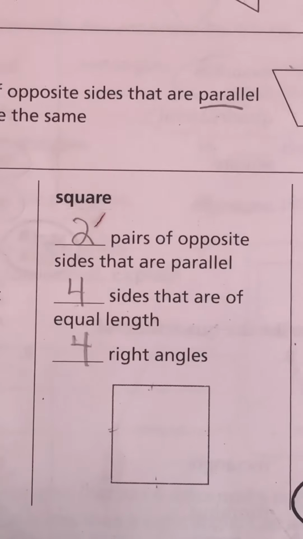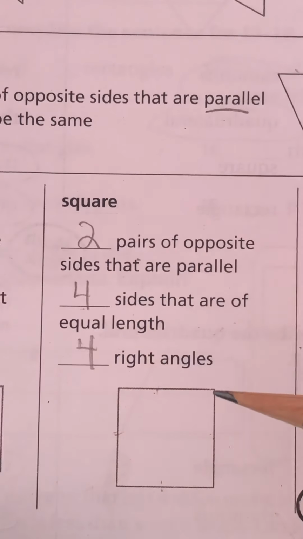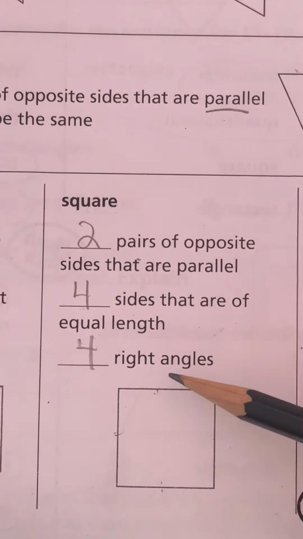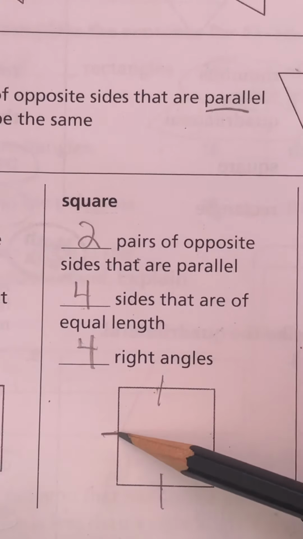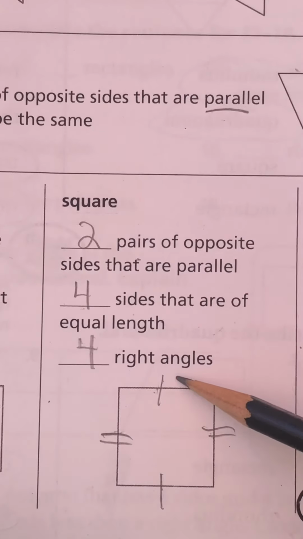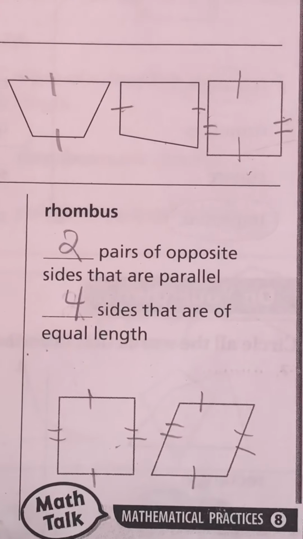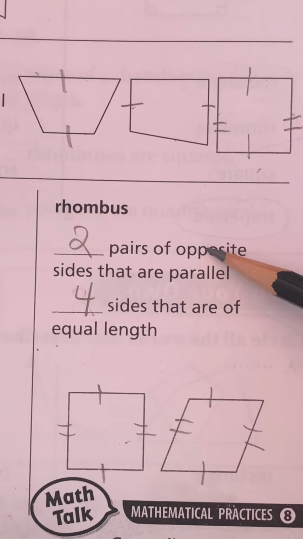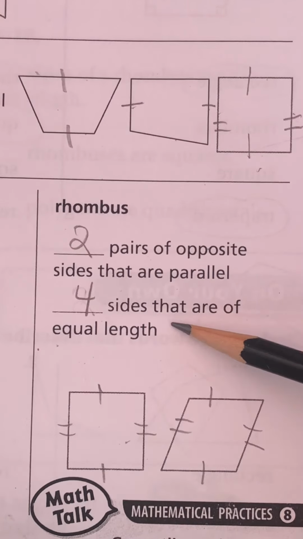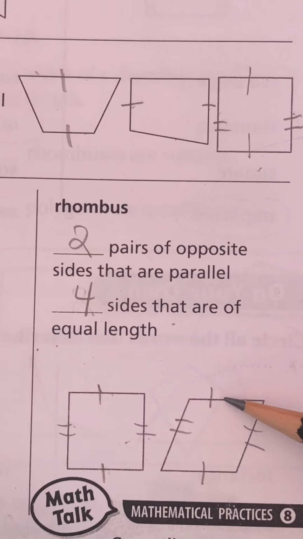Square, keep filling in. A square has 2 pairs of opposite sides that are parallel, like these 2 are parallel and these 2 are parallel to each other. And you also have 4 right angles. Then you have a rhombus. You have 2 pairs of sides that are parallel and 4 sides that are of equal length. Again, these 2 are parallel and these 2 are parallel. Same thing for this quadrilateral.